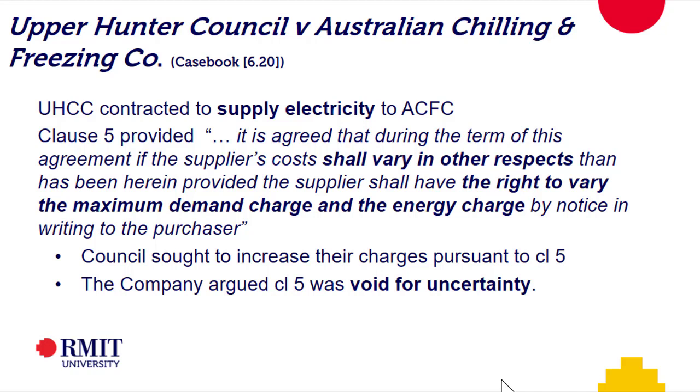In other words, the supplier has the right to change the price that it charges by notice in writing to the purchaser, by giving Australian Chilling and Freezing Company a notice saying it's going to change the price. So the council sought to increase the charges, and the company said, no, that's void. That term makes no sense. It's uncertain. What do we think?